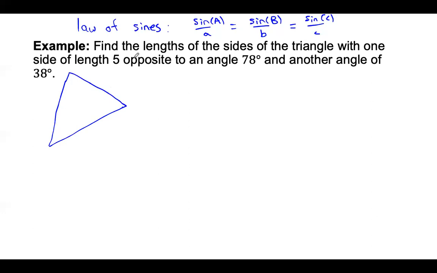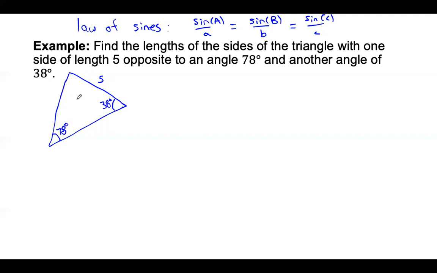So let's read it again. Find the lengths of the sides of the triangle where one side is length 5. So let's label 5, opposite to an angle of 78. So this is 78 because they're opposite. And another angle of 38. So we could label this one as 38. It wouldn't matter if it's this one.